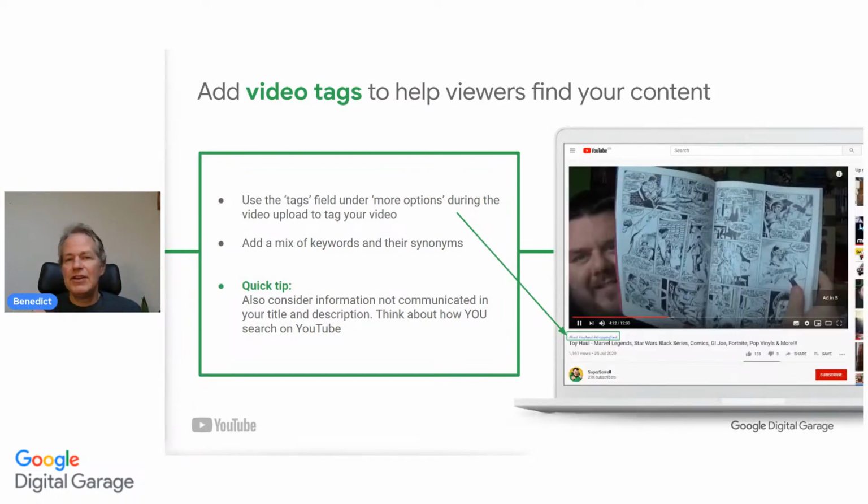Okay, now add video tags to help viewers find your content. Keep it simple. So use tags during the video upload, for example, #haul, #toy haul, #shopping haul. Use keywords and their synonyms; including these terms can help maximize your search. And also a quick tip: consider information not communicated in your title and description. Think about how you search on YouTube.